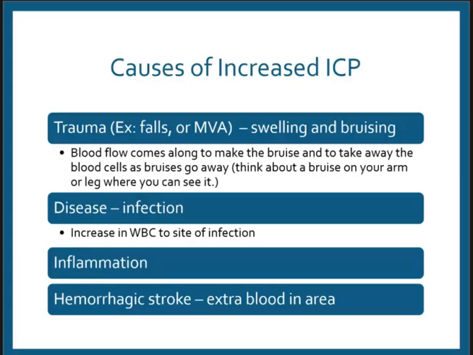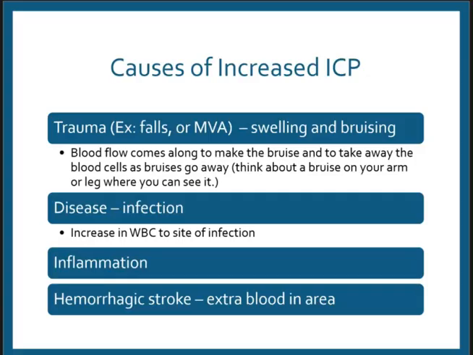Causes of increased intracranial pressure. We all know what can cause traumatic brain injuries or injuries to the head. It could be a fall, trauma, a motor vehicle accident, head injuries from playing sports or falling off of something, some kind of trauma. So blood flow comes along to make the bruise, and that's going to take away blood cells as the bruise goes away. Think about a bruise on your arm or leg where you can see it. Eventually it's going to go away, but it'll get deeper in color and bigger before it gets better.